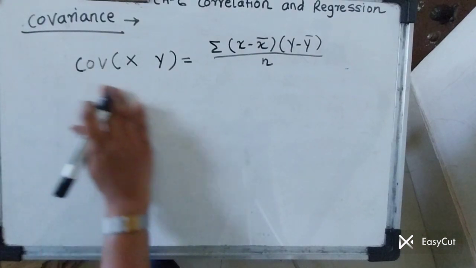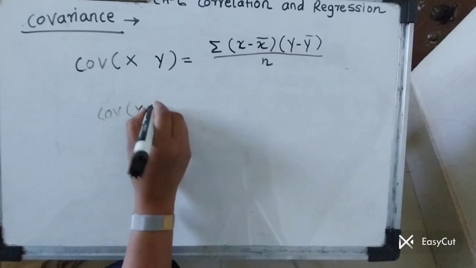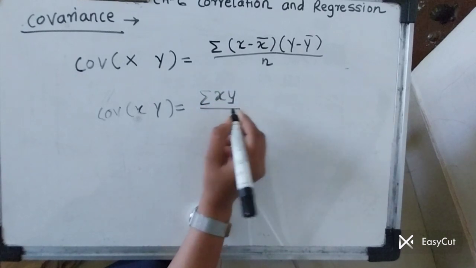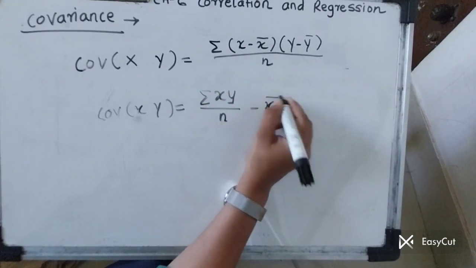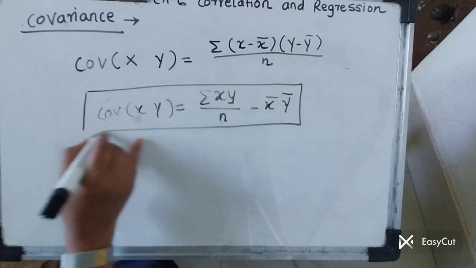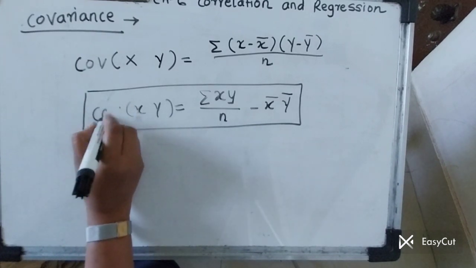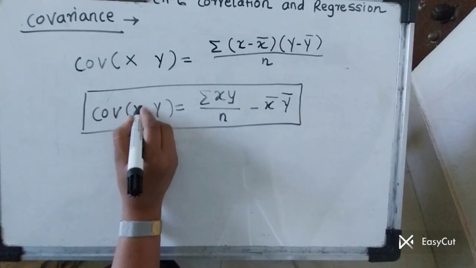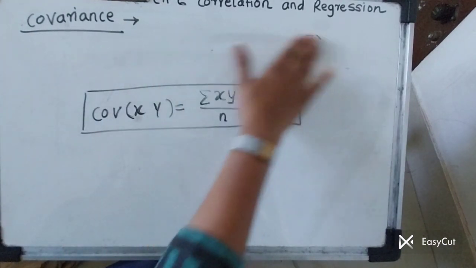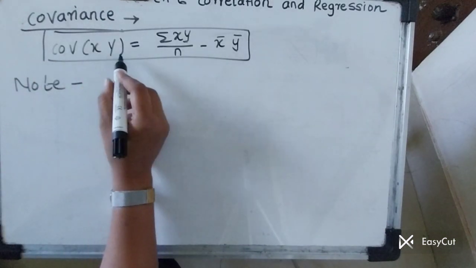After some mathematical treatment, it gives the formula. The formula is summation xy upon n minus x bar y bar. So this is the important formula. Nobody asks how it will come. Just remember the formula and apply it in the example. This is the formula for covariance of xy.